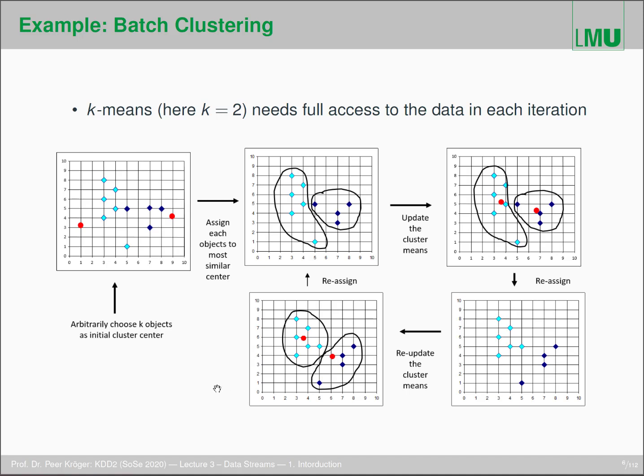So in each iteration, you need full access to the data in the classical k-means or the classical k-means-like algorithms. And that is obviously not so easy for streams, as data is arriving probably. We haven't talked about the characteristics of streams, but we'll see that if the data is arriving potentially at a very fast pace, then you cannot afford to access the full data set multiple times, especially the full history of the data, but we will talk about that right in a minute.